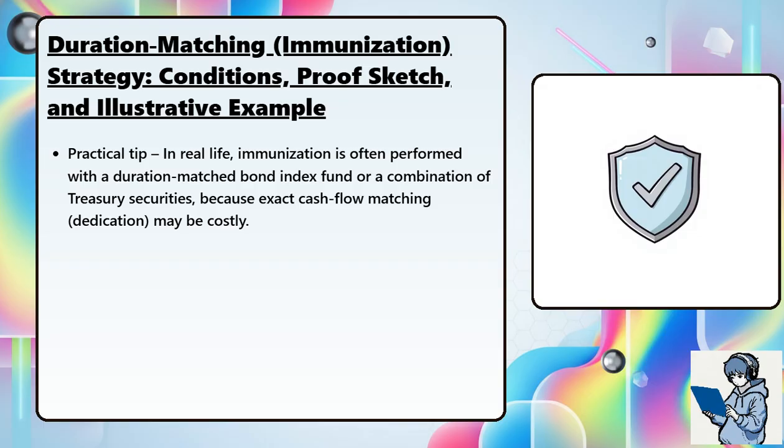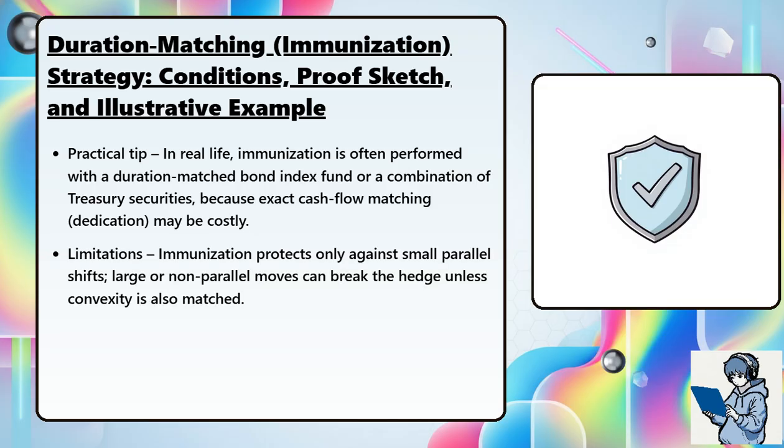Practical tip: in real life, immunization is often performed with a duration-matched bond index fund or a combination of treasury securities, because exact cash flow matching dedication may be costly. Limitations: immunization protects only against small parallel shifts. Large or non-parallel moves can break the hedge unless convexity is also matched.